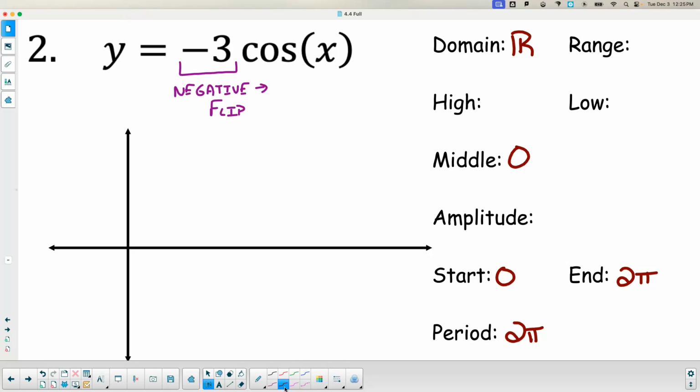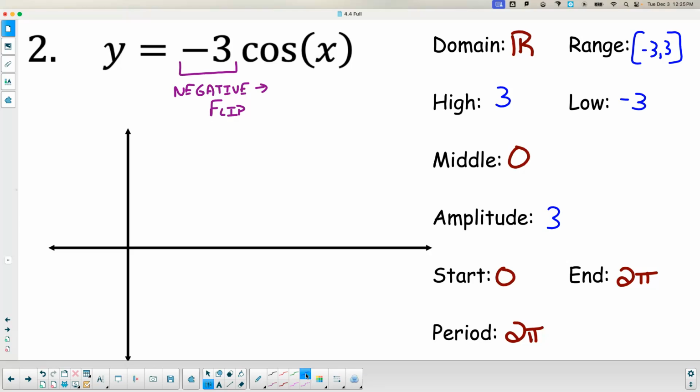What is my amplitude? But I take the absolute value of it because it's a distance, so it's 3. That means that my highest value is 3. My lowest value is -3. So my range is from -3 to +3. With me so far?